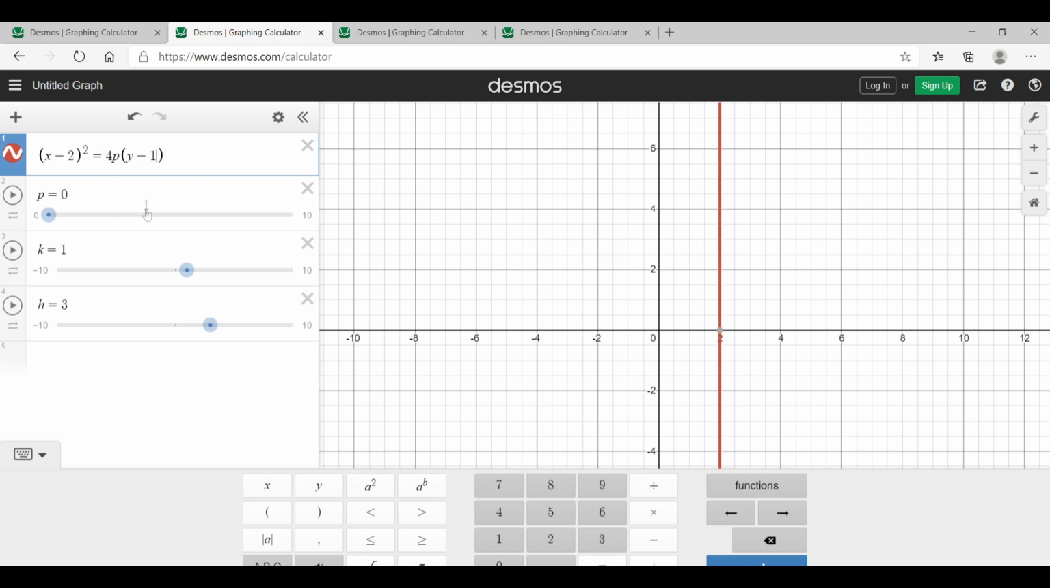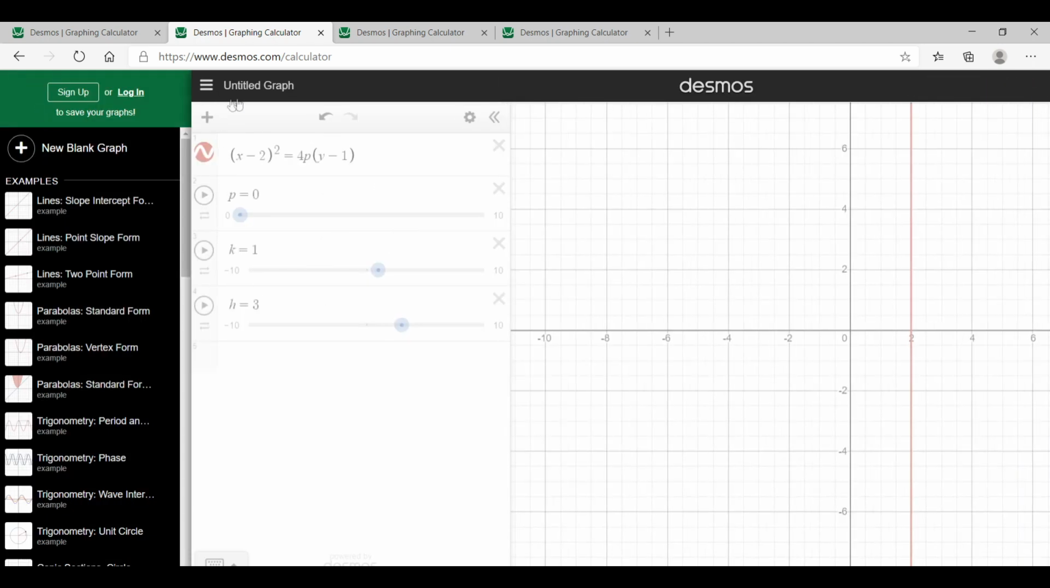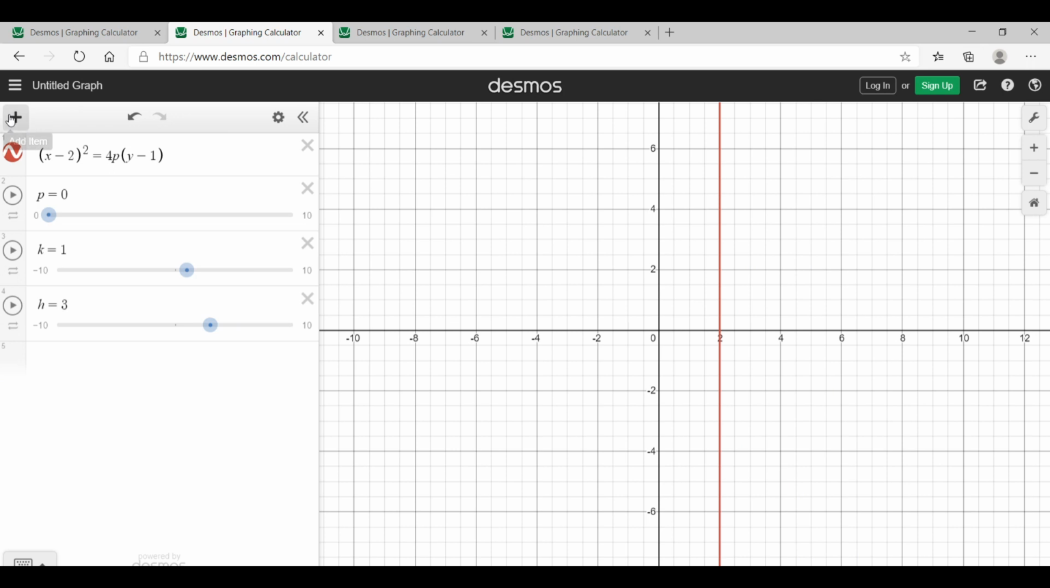And then our p is, if p is 0, what happens to the parabola? If p is 0, then 4 times 0 is 0, so 0 times y minus 1 becomes 0 exactly. So x minus 3 quantity squared equals 0 will be left, right? So let me add some equation.